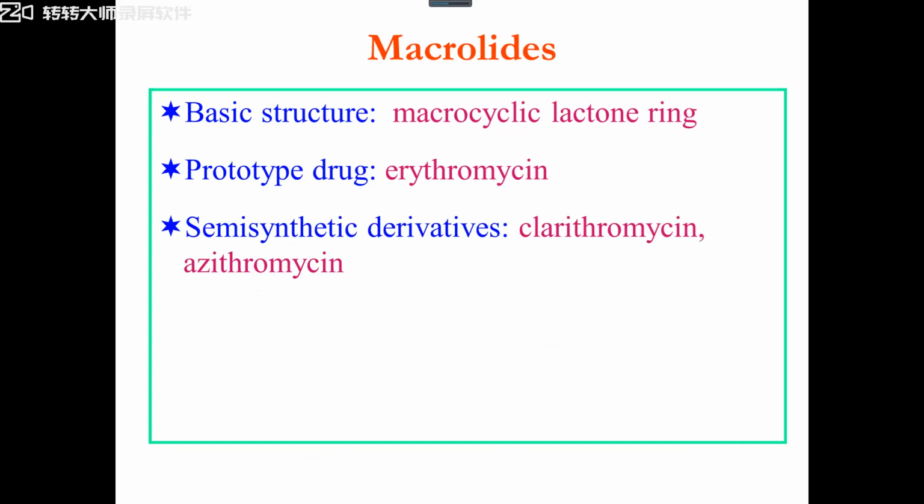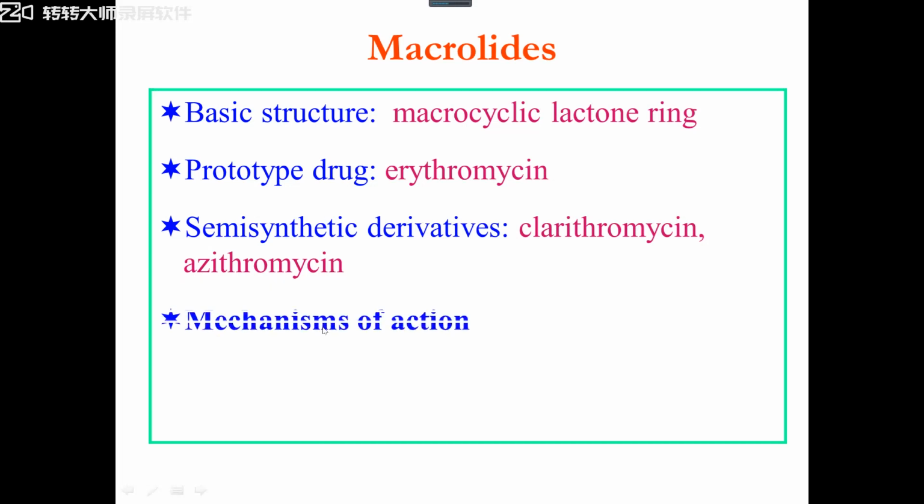This year, we also use semi-synthetic erythromycins. For example, clarithromycin and azithromycin. And azithromycin is the only agent that has a 14-membered macrocyclic lactone ring. And it is the most widely used drug among the erythromycins, among the macrolides, in clinic.